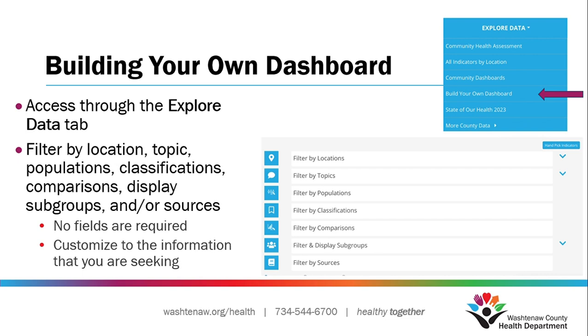There's also a way to create your own dashboard and pull together a variety of indicators that are of interest to you. So to do so, you can navigate to the Explore Data tab and select the fourth page down right below Community Dashboards, which is Build Your Own Dashboard. When you do so, you will see that you can filter by location, topic, population, classification, comparison, subgroup, or source. You can also select multiple filters this way. Once you select your filters of interest and customize the information you're looking for, the dashboard will populate with the relevant indicators, similar to the display that I showed you with the social determinants of health dashboard.